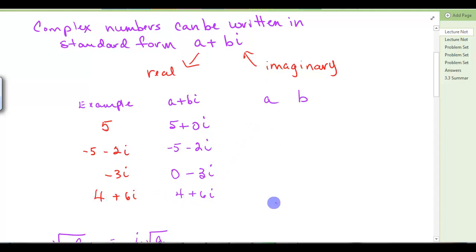Then I'm just asking you to pull out the a and the b here, and so we have 5 and 0, -5 and -2, 0 and -3, 4 and 6. So even a plain number, a real number or a plain imaginary, can be written as a complex number. Okay? All right.